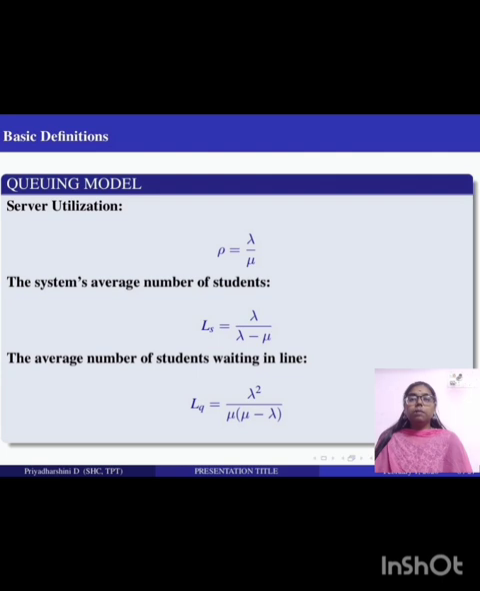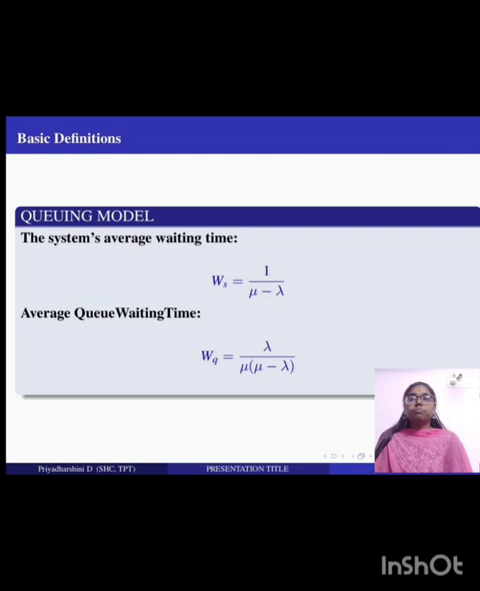Next we go to the server utilization formula. Rho is equal to lambda by mu, and the system's average number of students, LS, is equal to lambda divided by mu minus lambda. The average number of students waiting in line, LQ, is equal to lambda squared divided by mu times mu minus lambda. And the next formula is the student's average waiting time: WS is equal to 1 divided by mu minus lambda. The average queue waiting time, WQ, is equal to lambda divided by mu times mu minus lambda.